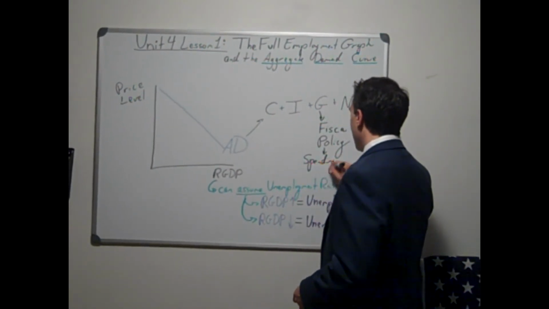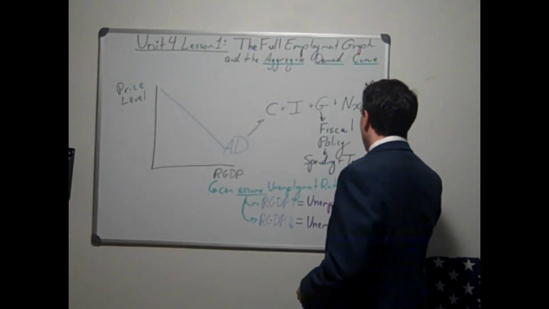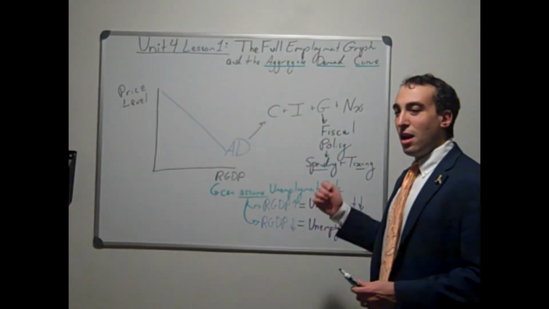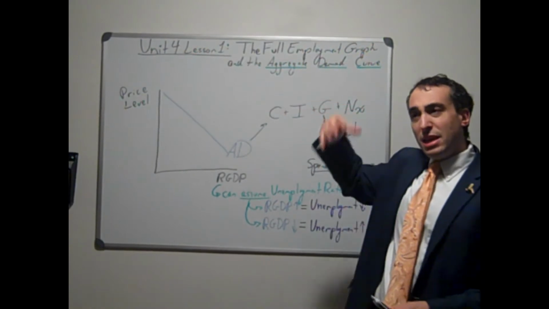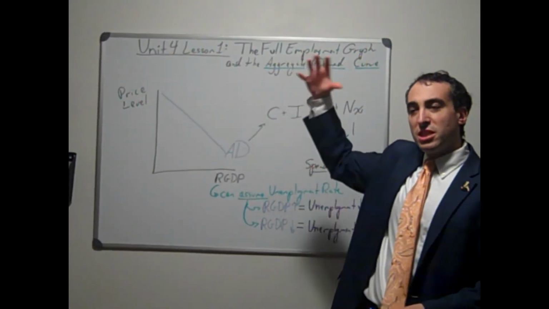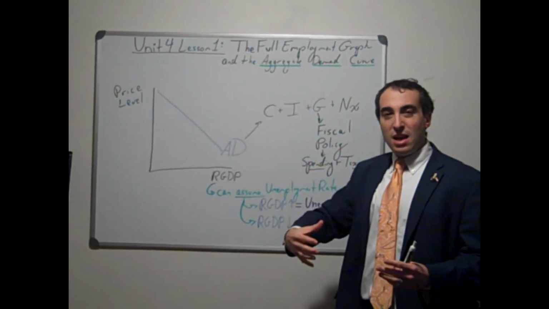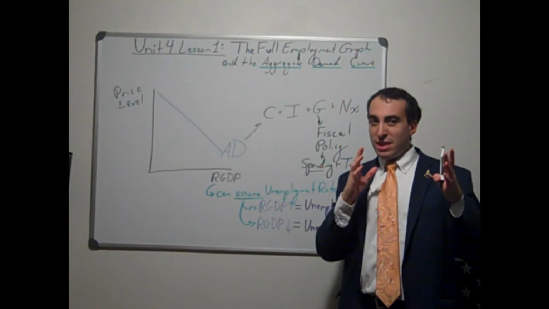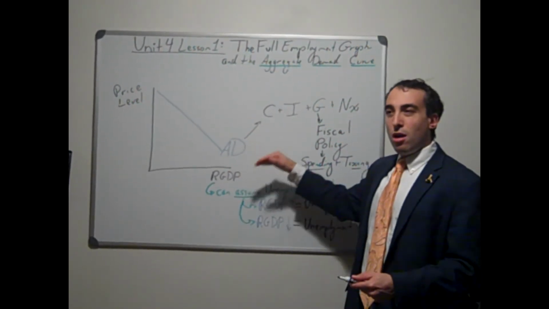So that's the spending and taxing ability of the government. And net exports, the amount of money coming into the country, foreigners purchasing domestically made products versus the domestic economy purchasing foreign products.